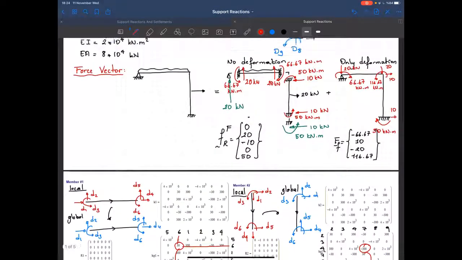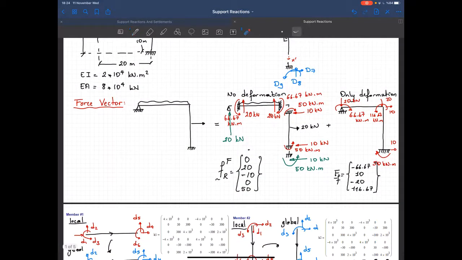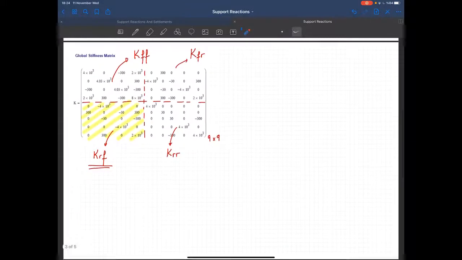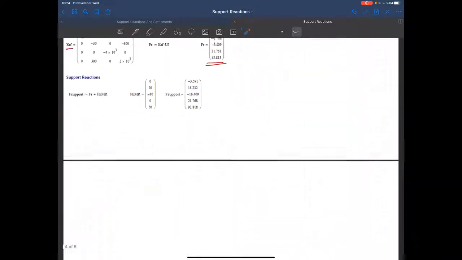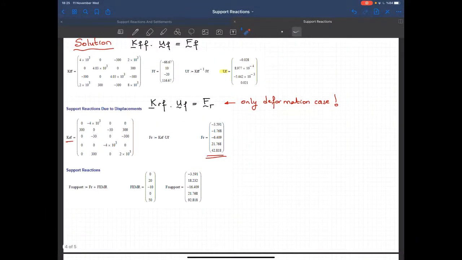In other words, this is the support reaction for this part, right? But I have these forces on the supports when there are no deformations, so I have to add this one to it. And this is what we do in the second step. So I'm adding that vector here, and these are my final support reactions. Let me write it in a better way, final.